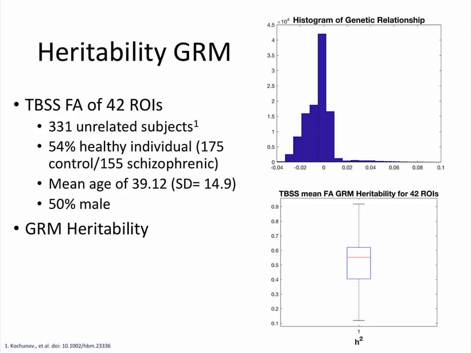Remember at the beginning of the talk, I was talking about this weak dependence between unrelated individuals using the GRM. When we have completely unrelated individuals, we would expect the values of the GRM to be 0. But clearly what we are seeing here is that not all of them are 0. Here we use a different data set of 300 completely unrelated individuals, and we look at the heritability estimates of the FA values that come from the TBSS and 42 ROIs. What you are seeing here is the box plot of the heritability estimates, and all of them are clearly not 0. So it can be useful.